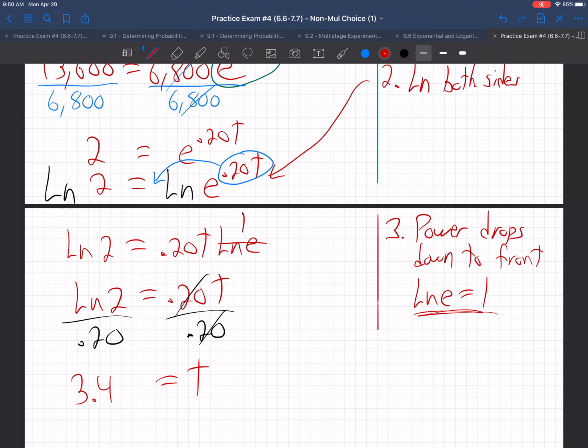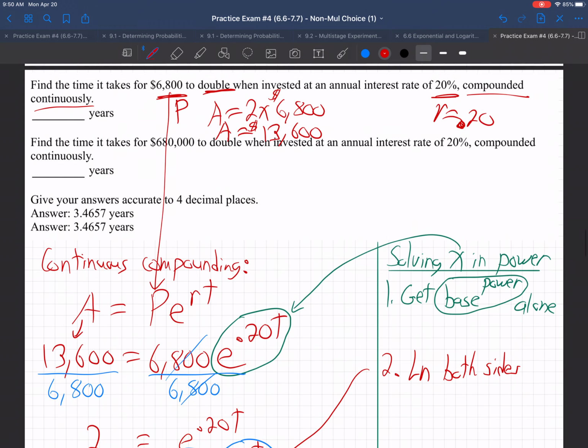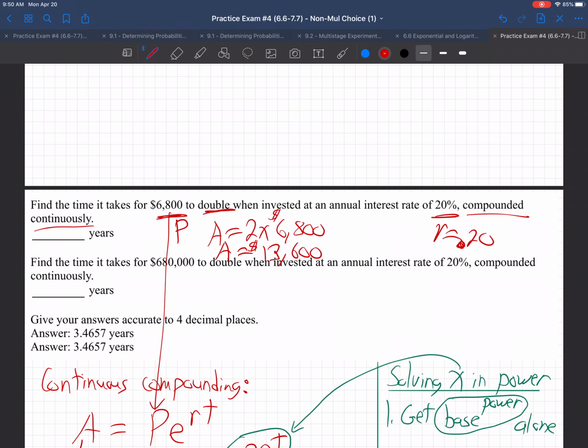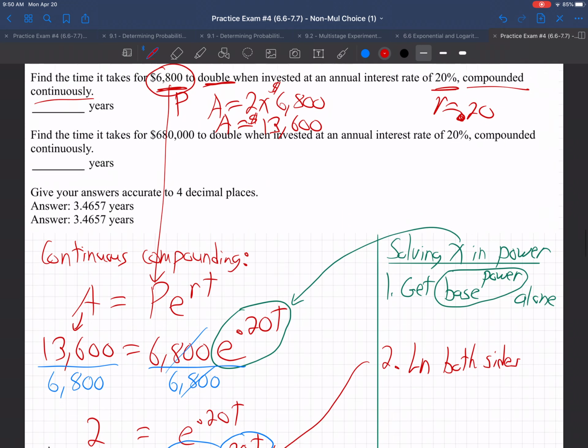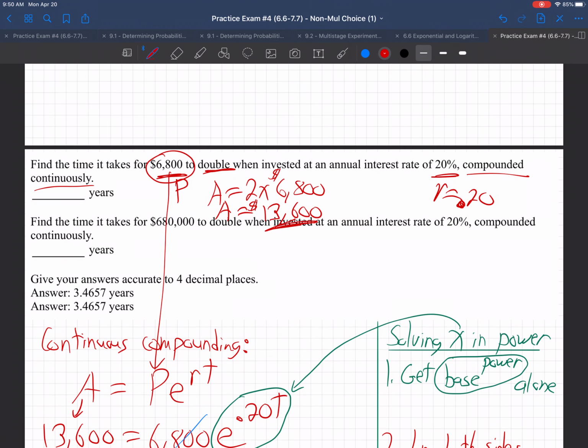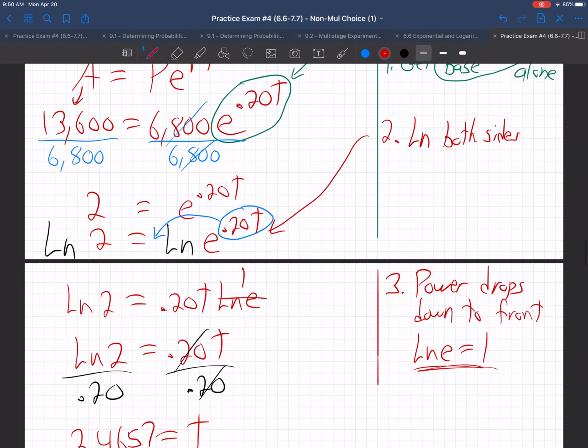What is it? 3.4657 rounded to 4 places. That's how many years? About just under 3.5 years. So it'll take just under 3.5 years. That's time, right? Years. Just under 3.5 years for the money to double. That's impressive, isn't it? $6,800 will double. It'll become, what is it? $13,600. It'll double in just 3.5 years.